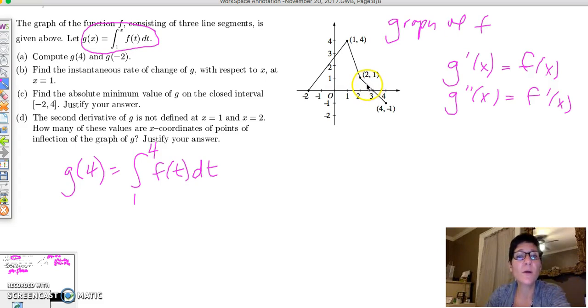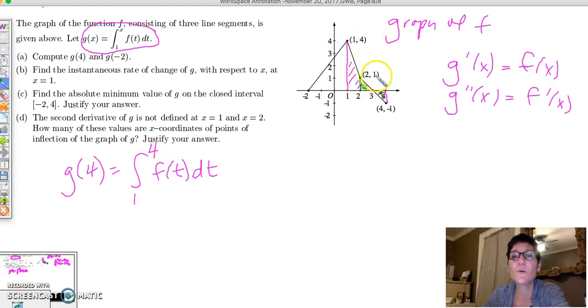So I'm going from 1 to 4, so I'm going from here to here. So I have to find this area here, so to speak. And if I look, I already know, just to save myself some time, that these two net areas are going to cancel each other out. So technically, I just need to find the area of that trapezoid.